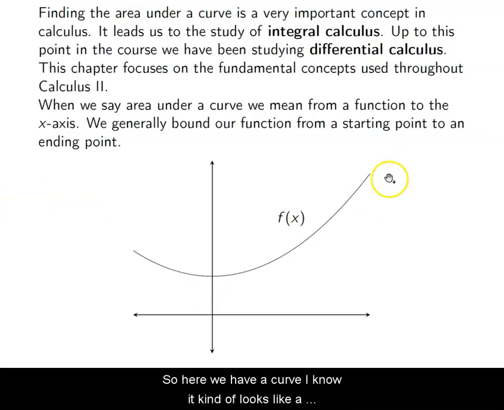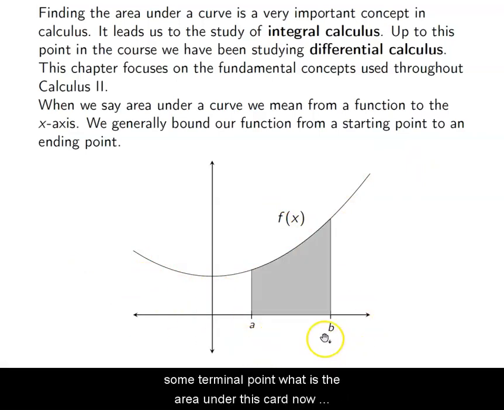So here we have a curve. I know it kind of looks like a parabola, but this could be maybe sinusoidal. And I'm just showing you a portion of this curve. And so generally what happens is I want to know, from some initial point to some terminal point, what is the area under this curve?